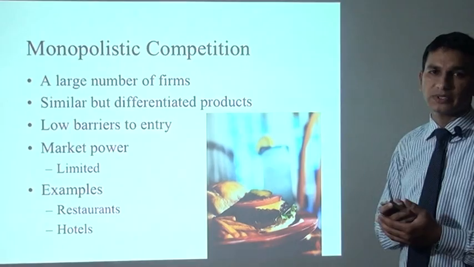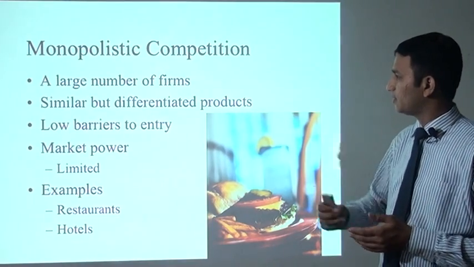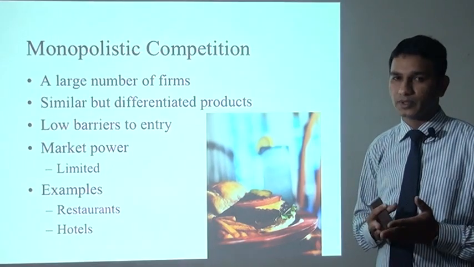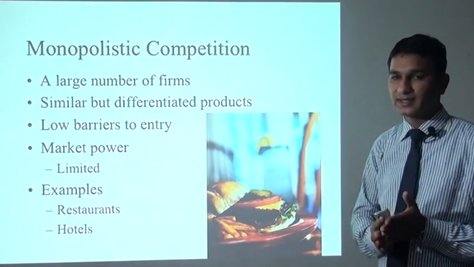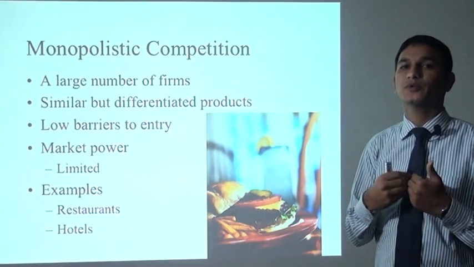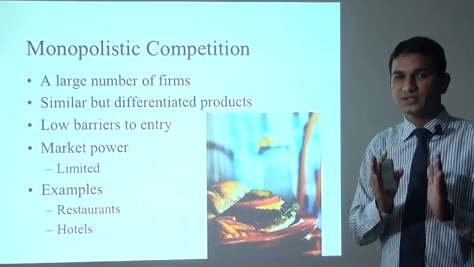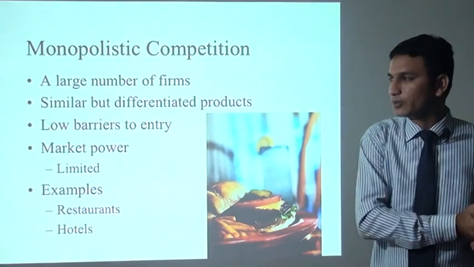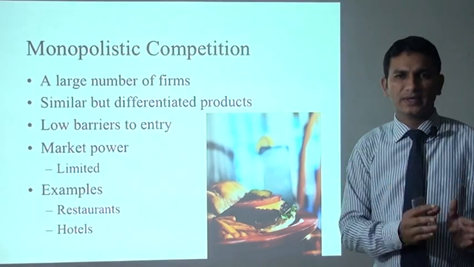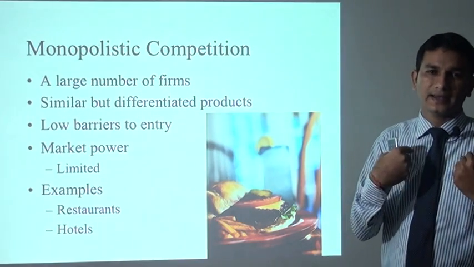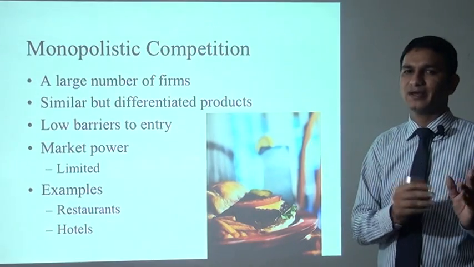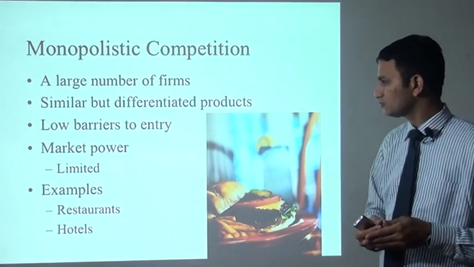Next one is monopolistic competition. Here there are a large number of firms, but the thing is, similar but differentiated products. They are producing similar products, but each product is differentiated from the other products, right? Low barriers to entry means there are very low barriers: anyone can enter the market and anyone can exit the market, the barriers are very low.